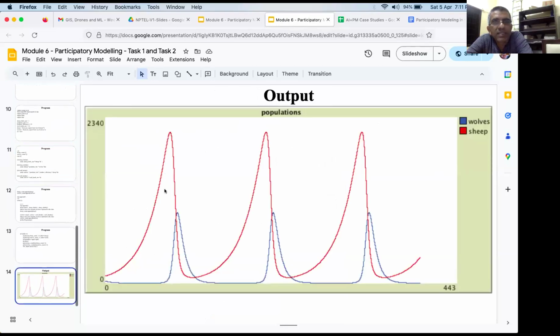And as you can see, depending on the parameters we gave, it oscillates. As sheep pick up, wolves also suddenly start picking up. Once wolves start picking up, sheep drop drastically. And then wolves also drop because there's no food. And then the sheep slowly pick up again. This keeps oscillating. It all depends upon what parameter values you set.